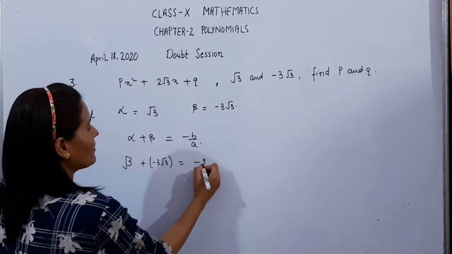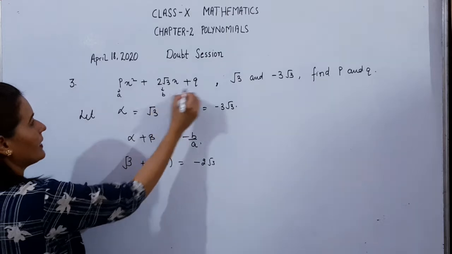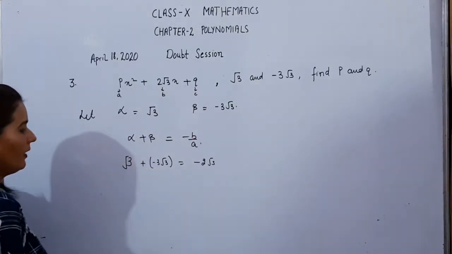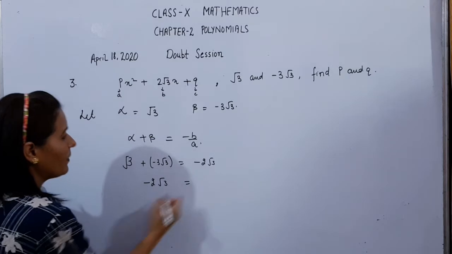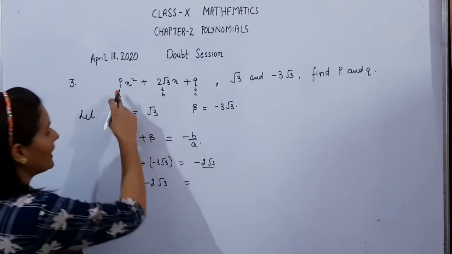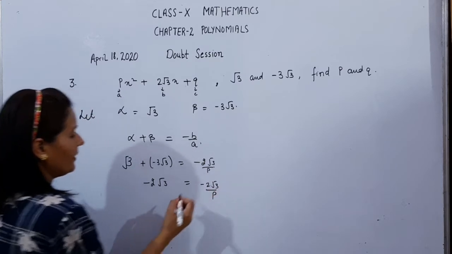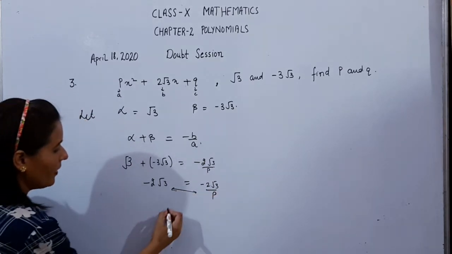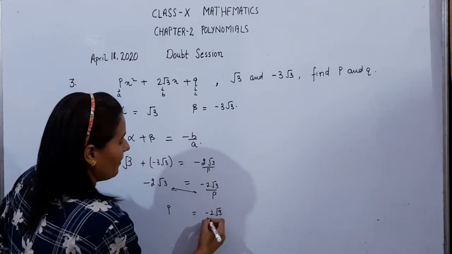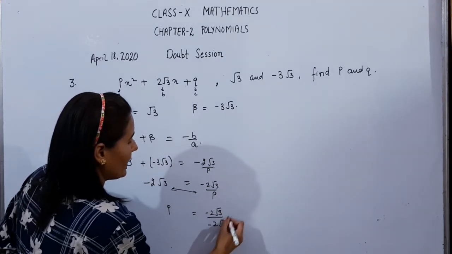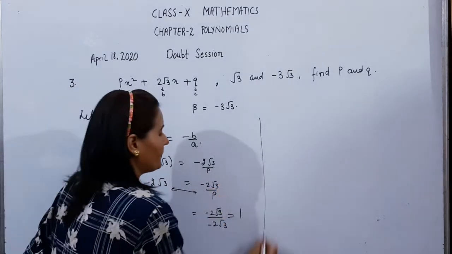Minus b is minus 2 root 3, okay. This is a, this is b and this is c. Clear? So here it is minus 2 root 3 equals minus b upon a, and a is p, right? Minus 2 root 3 upon p. Let's do the cross multiplication. p will be equal to minus 2 root 3 upon minus 2 root 3, that is 1. Clear? So p's value is 1, right?